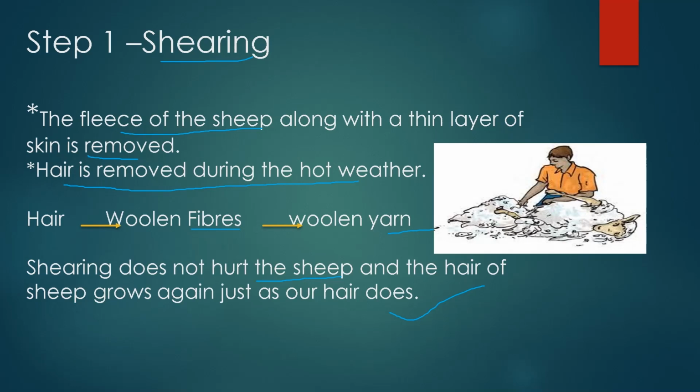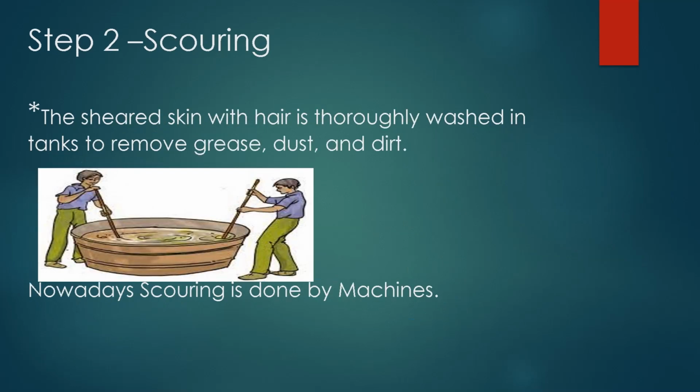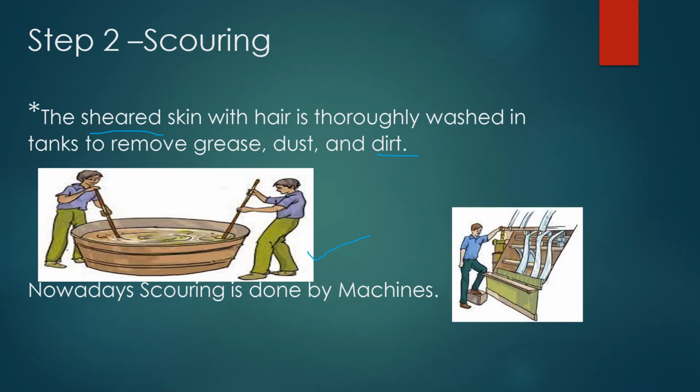So after the shearing part, we come to the next step. Our next step is scouring. The sheared skin is then thoroughly washed to remove grease, dust and dirt. So in this picture you can see that scouring is being done. And nowadays it is also done by machines.